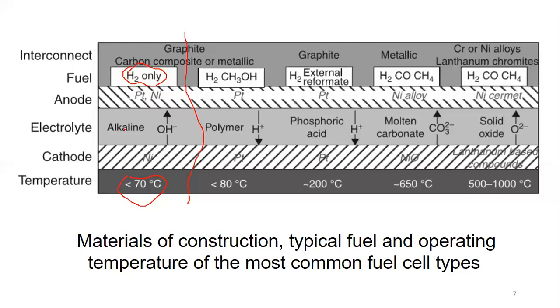Now the second one, you know that is a polymer exchange membrane or proton exchange membrane, and you can use methanol or hydrogen as a fuel, and that is for 80 degrees centigrade. So if you are increasing the temperature, again you can use hydrogen.